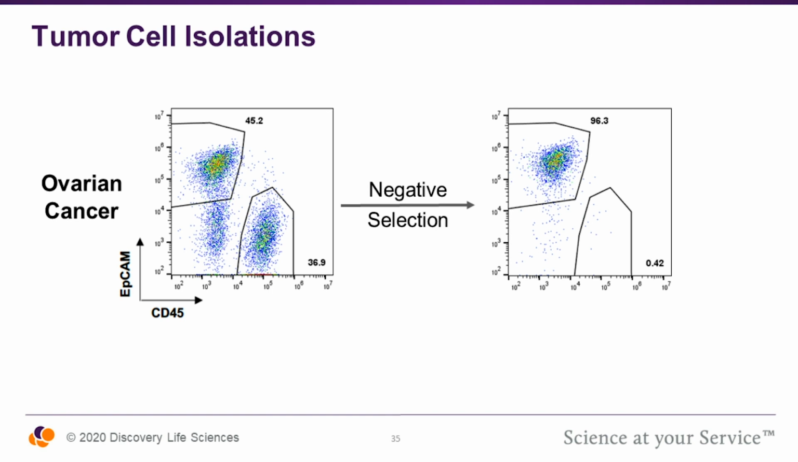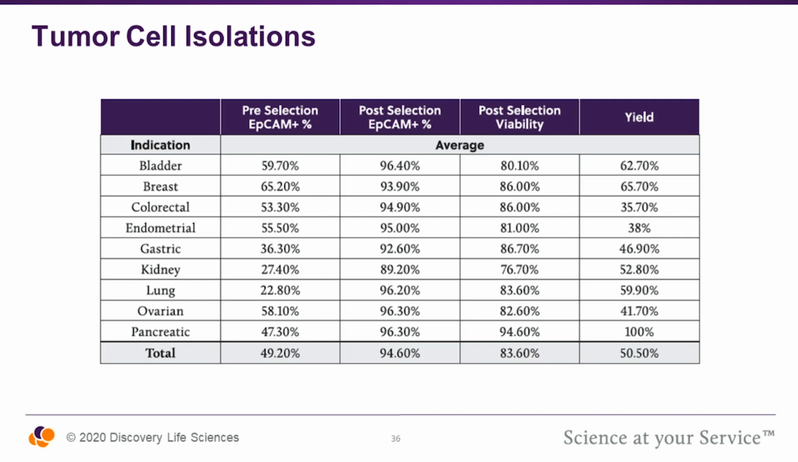So in this case, this is showing an example from an ovarian cancer cell sample. Again, looking at CD45 by EpCAM expression, you can see that there's about a 40% representation of both populations. After we put it through this negative selection process, it's greater than 95% EpCAM positive, which is again the marker that we've been using to find tumor cells. Although it doesn't preclude samples that don't express EpCAM from going through this process, and we have done this with melanoma, and it does work quite well.